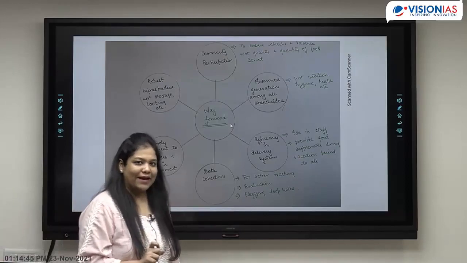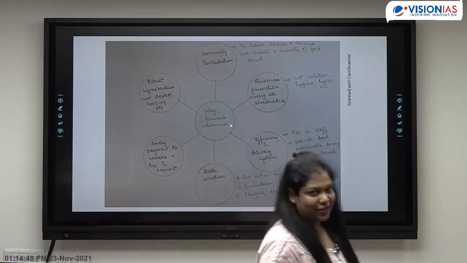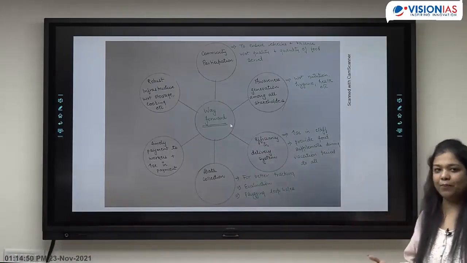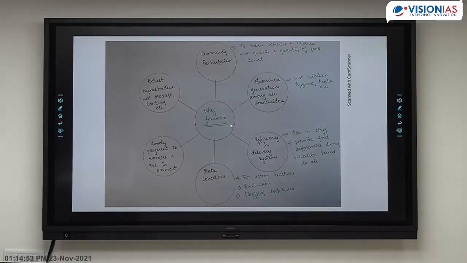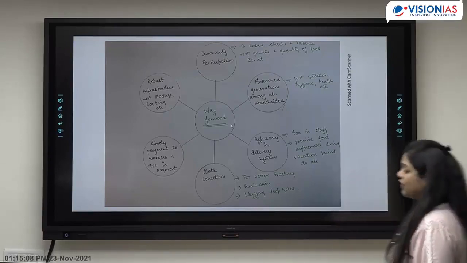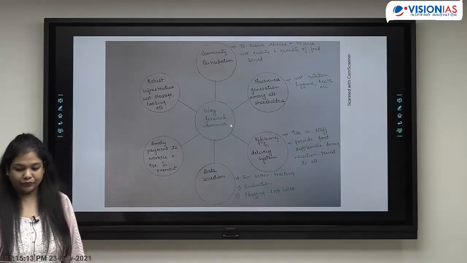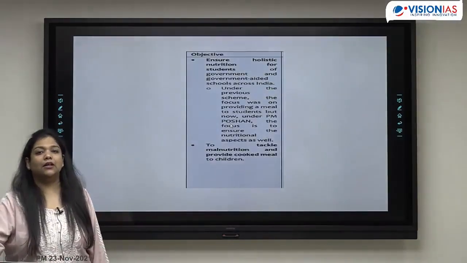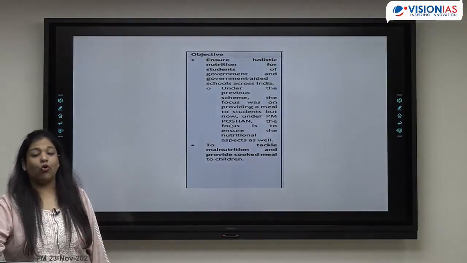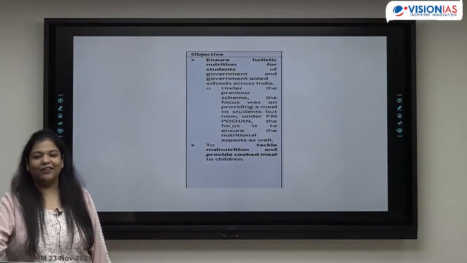So keeping in mind the way forwards as well as the challenges, okay, the government has come up with a more revamped version of midday meal, that is nothing but PM Poshan. So it is talking about awareness generation with respect to nutrition and health. It is talking about efficiency in delivery system or data collection. It is talking about timely payment to the workers or robust infrastructure, as well as community participation to ensure checks and balances, right?